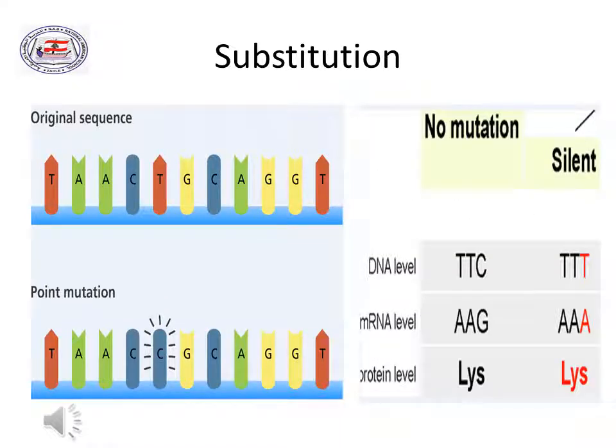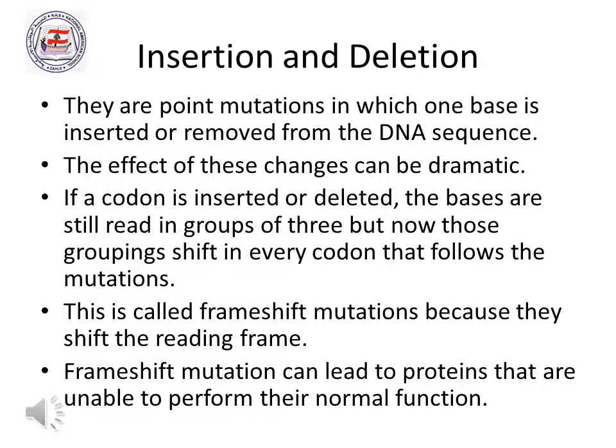This figure will explain more the point mutation substitution. Please look at the fifth base of the original sequence. It is thymine. In the point mutation, it is substituted or replaced by cytosine. This substitution will still give the amino acid lysine and will not change the sequence. Insertion and deletion are point mutations in which one base is inserted or removed from the DNA sequence.